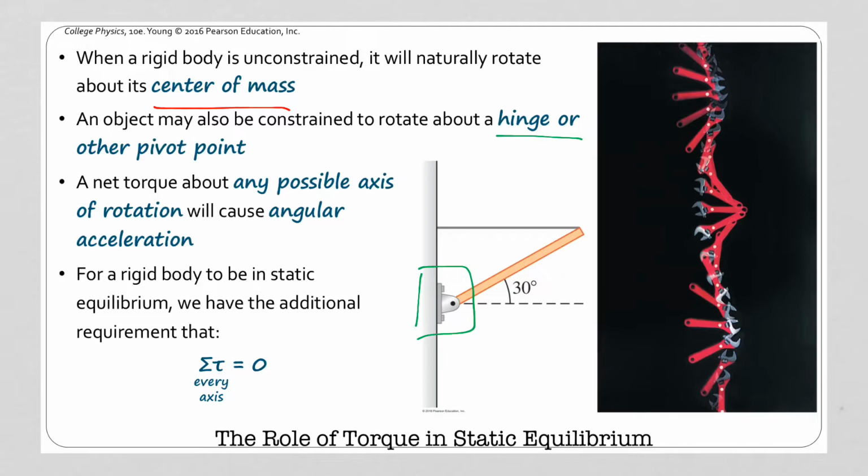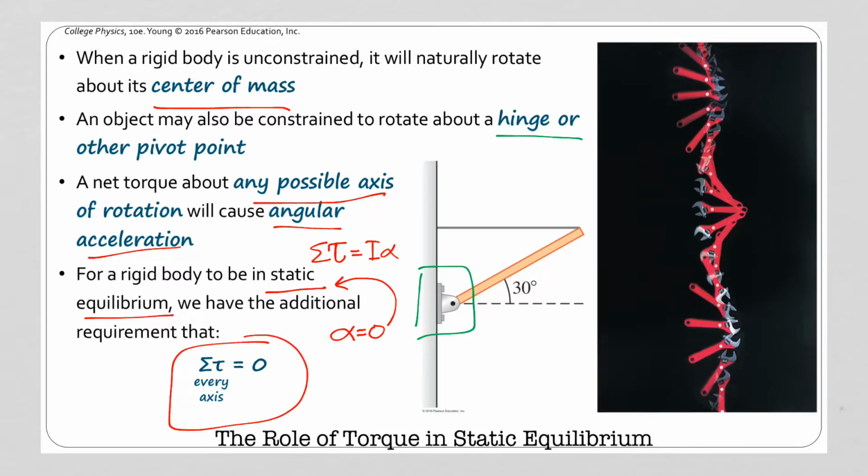If there is a net torque about any axis, that torque will cause an angular acceleration. We know from Newton's second law in rotational form that a net torque will cause an angular acceleration. If we want a rigid body to be in static equilibrium, which is to say if we want the object to have zero angular acceleration, then that means that the torque must be zero. If this term is zero here, then the net torque must equal zero, but any net torque about any axis will cause an angular acceleration.